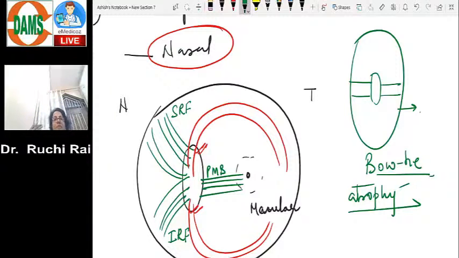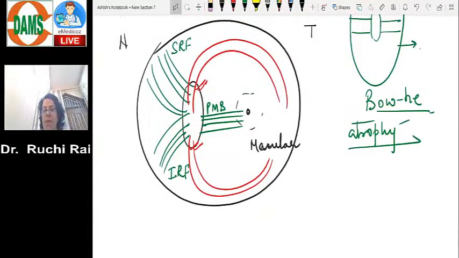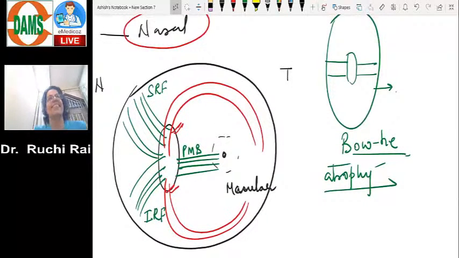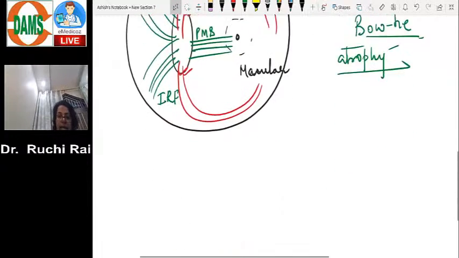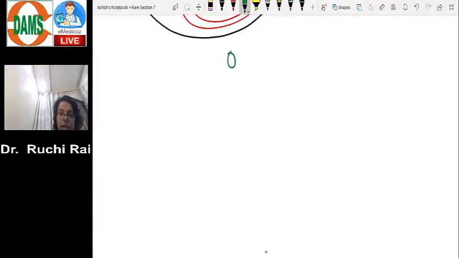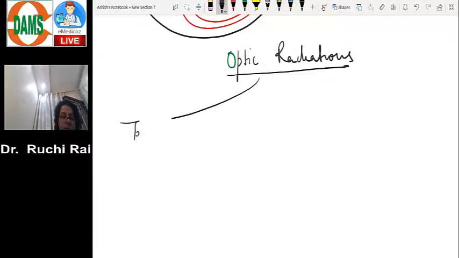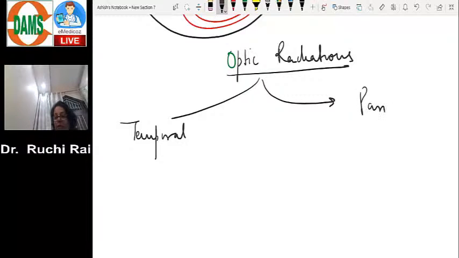Once we know these points on the tract, we come to optic radiations. We will move quickly. I think it's clear now why you are getting this bow tie. Now, radiation lesions. How will you learn first? I have already shown you the slide that in optic radiations, some fibers pass through the temporal lobe and some pass through the parietal lobe.